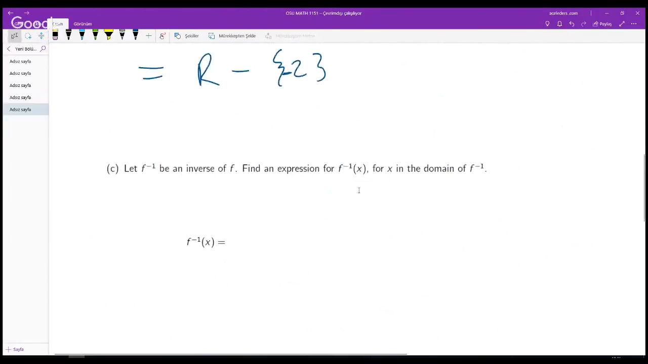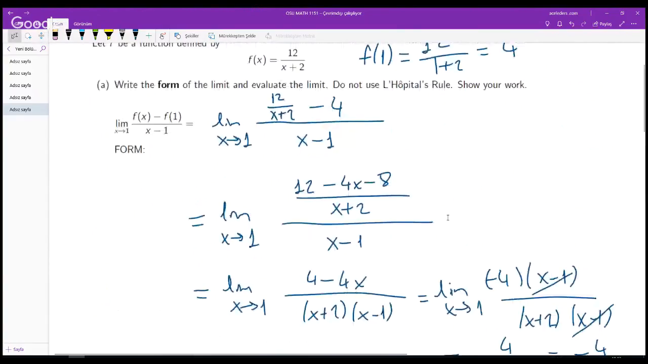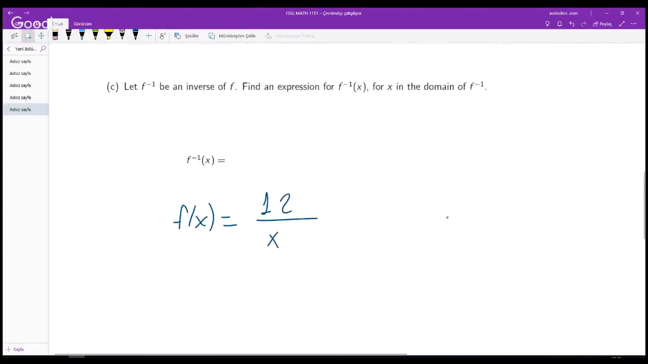So let f inverse be an inverse of f. Find an expression for f inverse x for x in the domain of f inverse. So let me write the expression of the f function, 12 over x plus 2. What I do here is y equals 12 over x plus 2, and then I try to write x as some expression in terms of y.